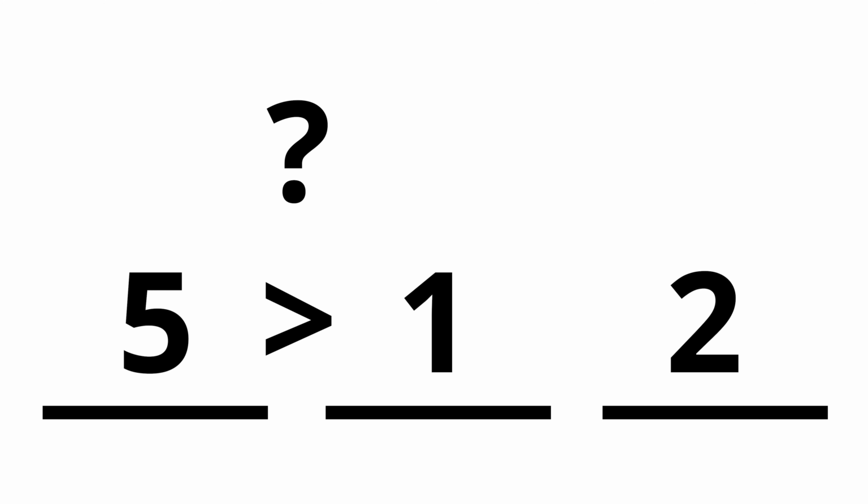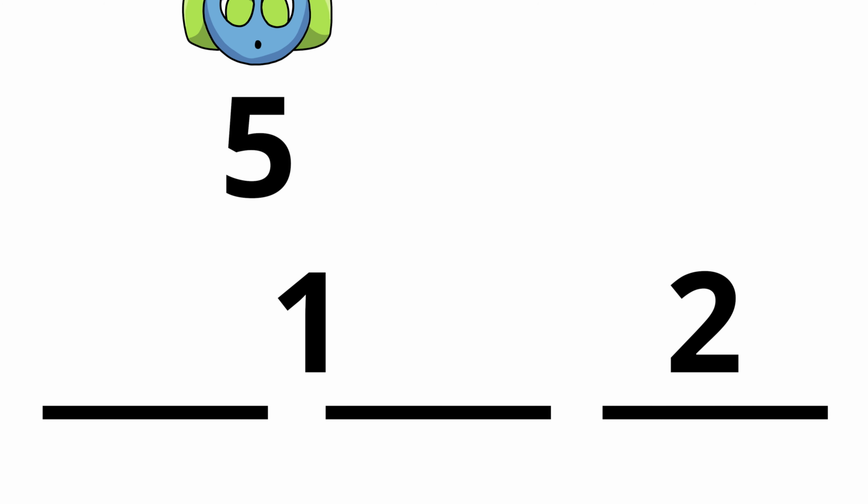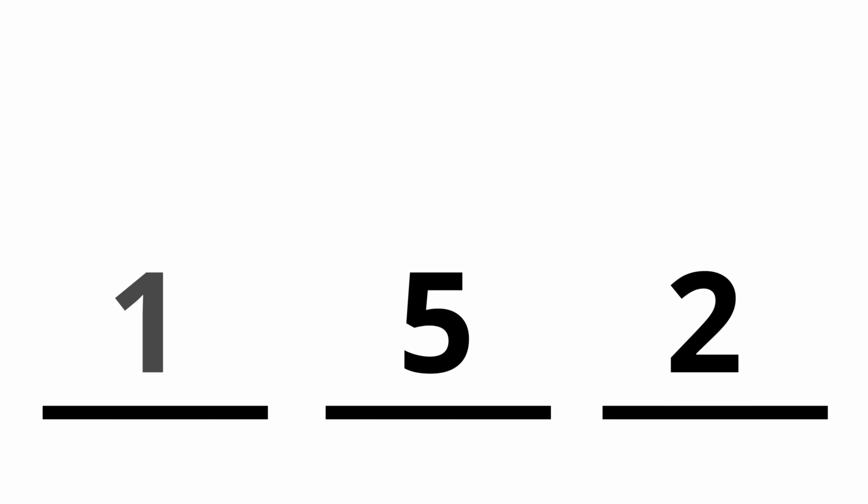The user enters in 3 numbers. Let's say our numbers are 5, 1, and 2. Is the first number larger than the second number? If so, we swap them. Otherwise, we do nothing. In this case, the first number is larger than the second number, so we would swap them. Our numbers are now 1, 5, and 2.